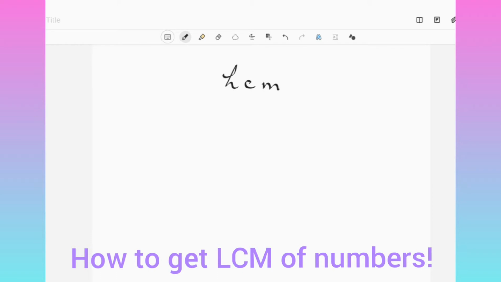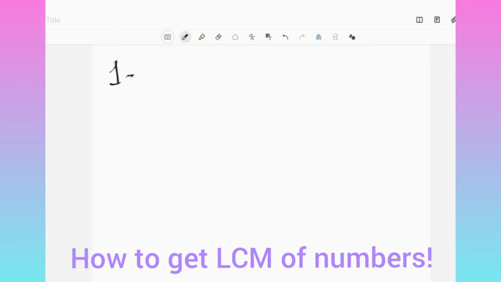So we're going to be doing LCM, the least common multiple. First of all, let's start off with one number. This is how to find the LCM of one number, so let's just scroll down.